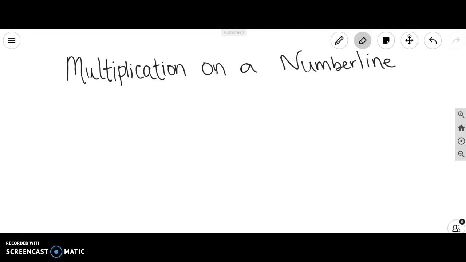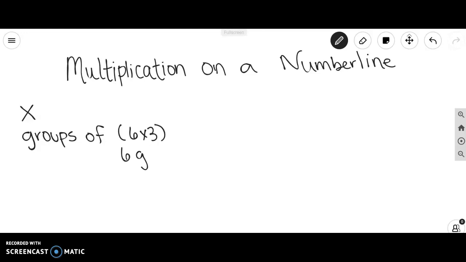This video is about multiplication on a number line. So let's begin talking about multiplication. We know that when we multiply, we use the symbol as an X, and that also represents the words groups of. So an example would be 6 times 3. We could also write this as 6 groups of 3.